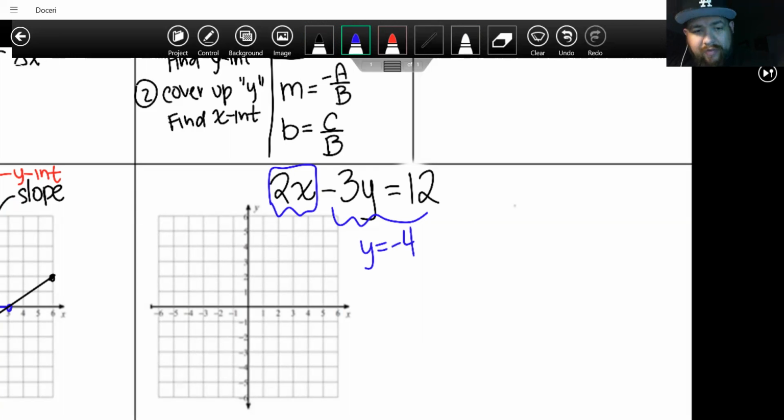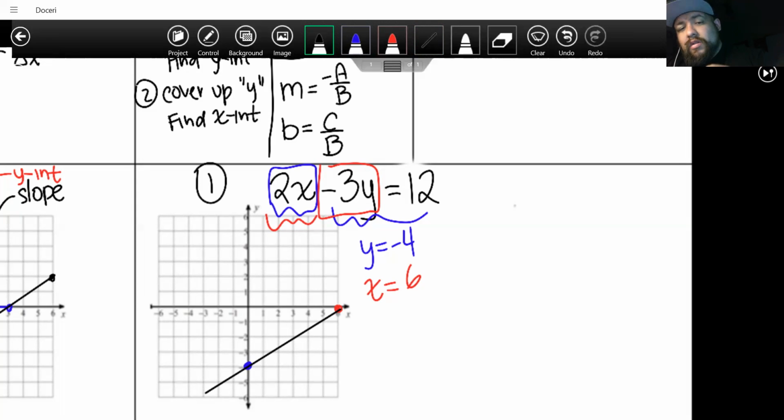So we're going to graph it at negative 4. I'm going to show you the three different ways. If we cover up the y term and leave our x term, we're going to get 2x is equal to 12, which means x is equal to, in this case, 6. So we have our 2 points. I believe this is the easiest way, but it's up to you guys to figure out how you want to graph that one. This is the cover-up. This is method 1.